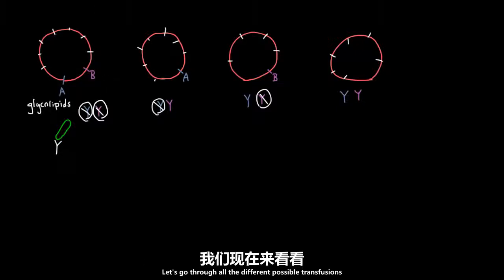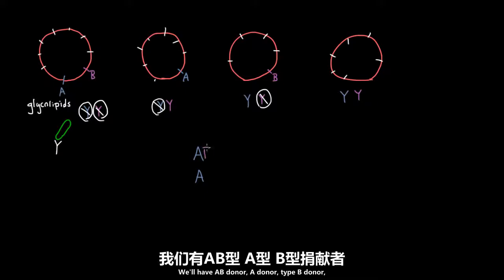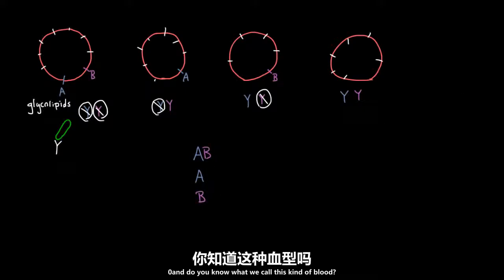So let's go through all the different possible transfusions between these different kinds of people. Let's go through them methodically by drawing a table. So on one side of the table we'll have the donors. So bear with me as I draw this table out. We'll have AB donor, A donor, type B donor. And do you know what we call this kind of blood? We can't call it type B or type A because that's these guys. So we actually call this O, type O.